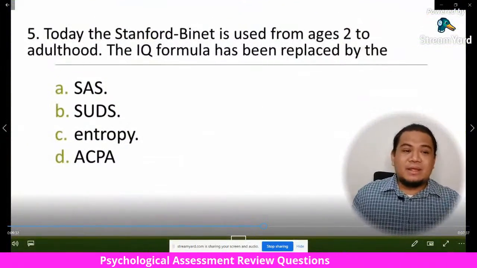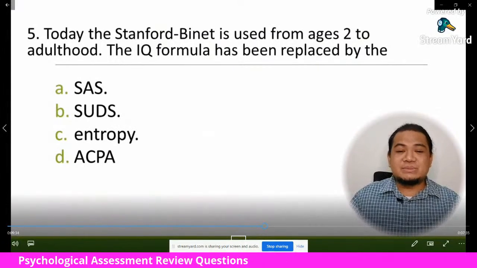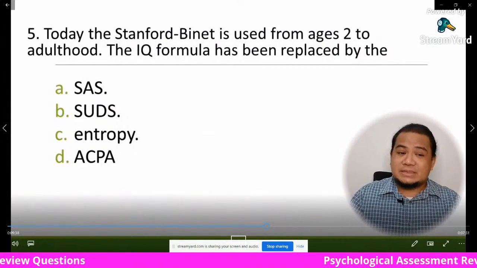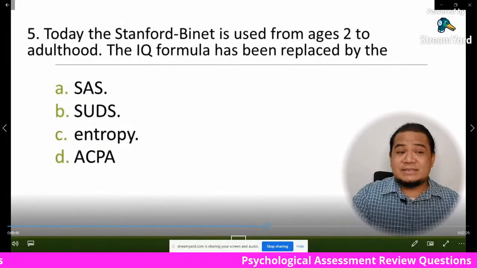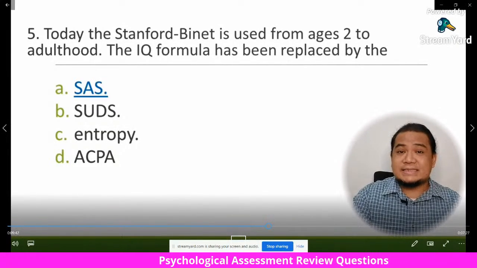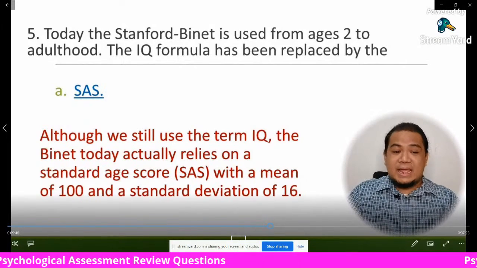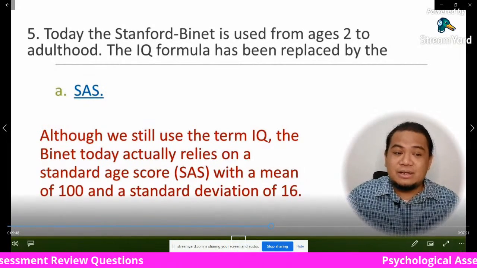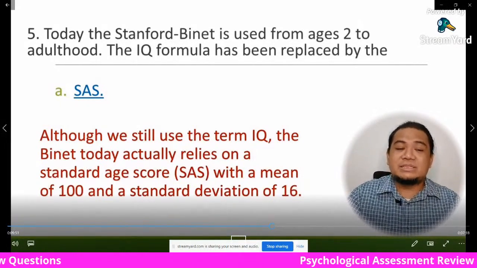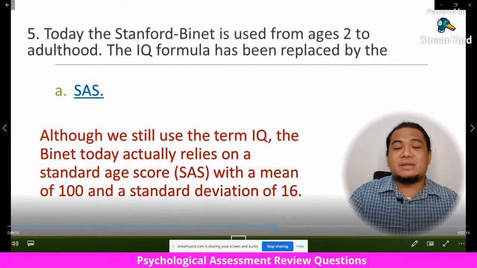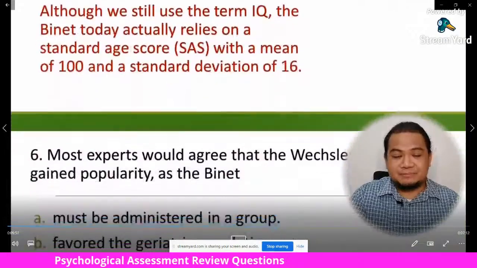Number 5, today the Stanford-Binet is used from ages 2 to adulthood. The IQ formula has been replaced by the, and the answer is letter A, SAS. Although we still use the term IQ, the Binet today actually relies on a standard age score, SAS, with a mean of 100 and a standard deviation of 16.